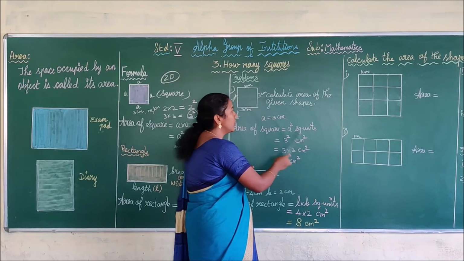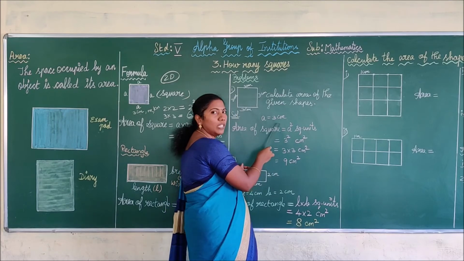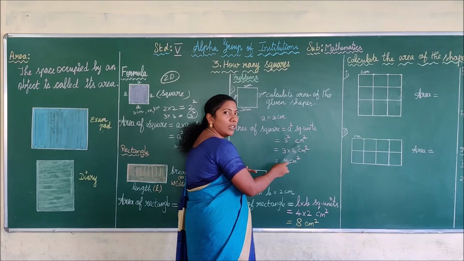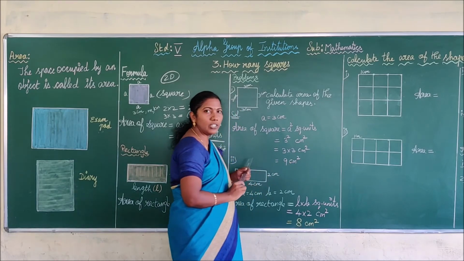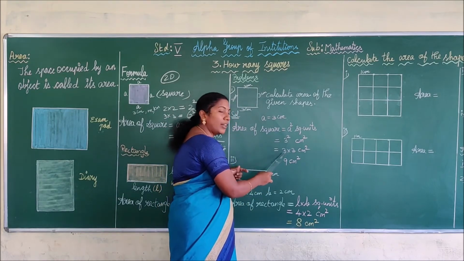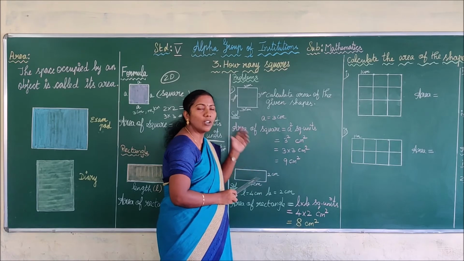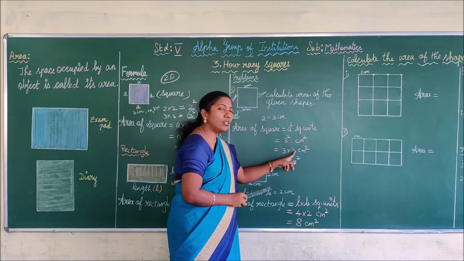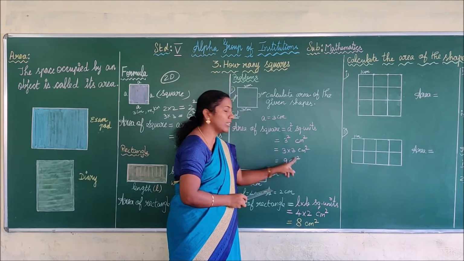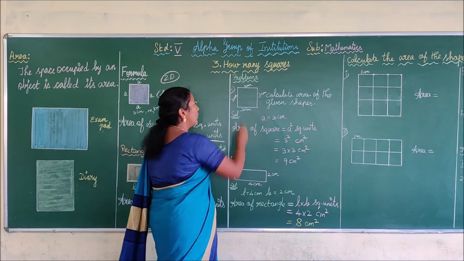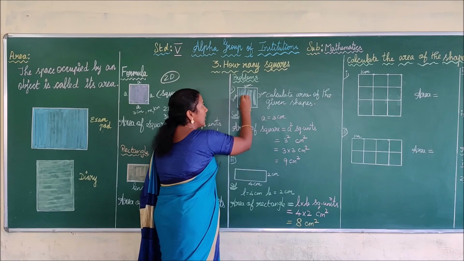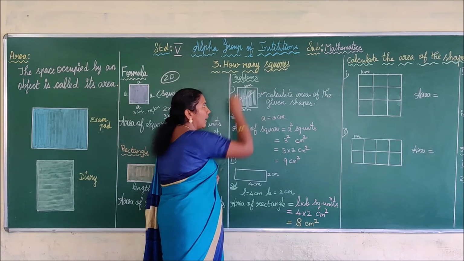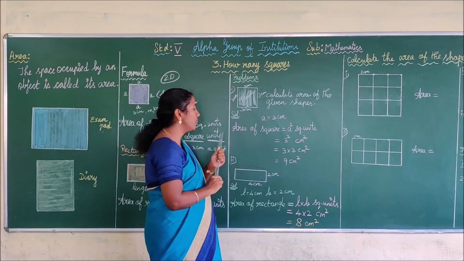Do you understand, children? Suppose in the question they are giving 4, what will you write? 4 centimeter square. 5 means 5 centimeter square. It's clear, children? 3 square means 3 into 3. 5 square means 5 into 5. So 3 into 3, 9. Right, centimeter square. Thus we have found area of this square. This is the shaded portion. We have found it is 9 centimeter square. It's clear, children? Okay.